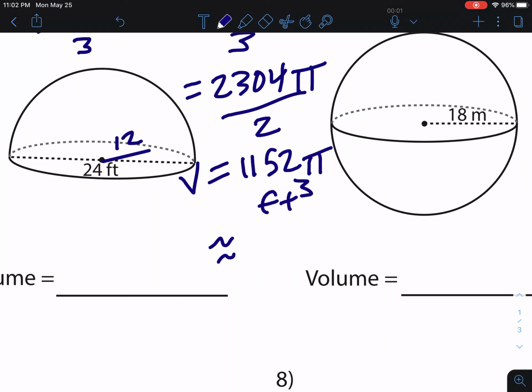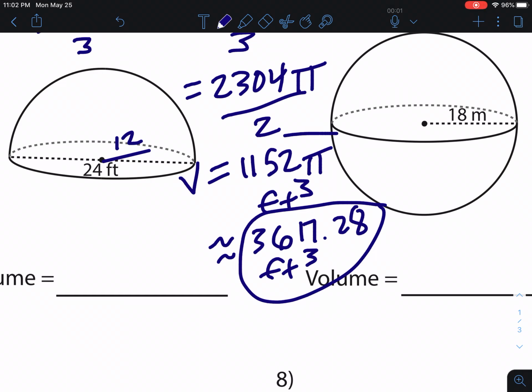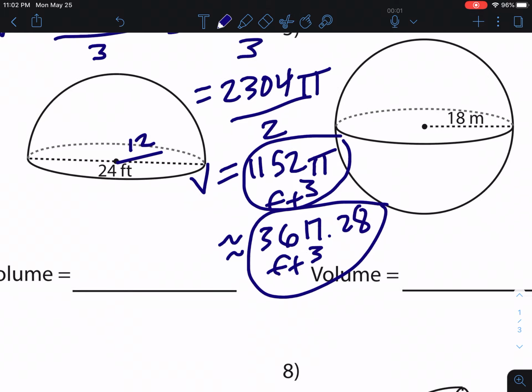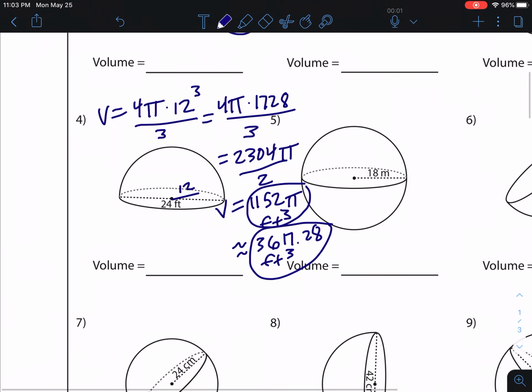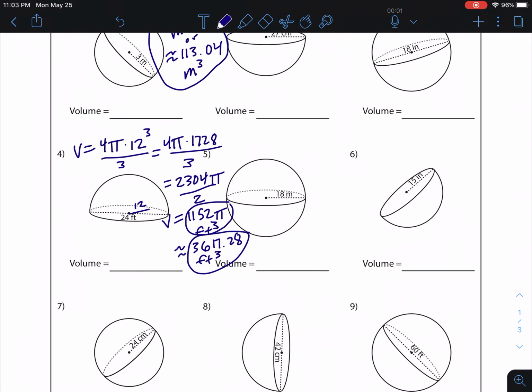And then again, if you want to do the approximate answer as well, just take the 1152 and multiply it by 3.14 and you get 3,617.28 feet cubed. Those are the two different versions of the same answer. So that's the volume of a hemisphere. Don't forget to divide by 2 at the end. So this whole page here is just spheres and hemispheres. I'm going to do one last one.